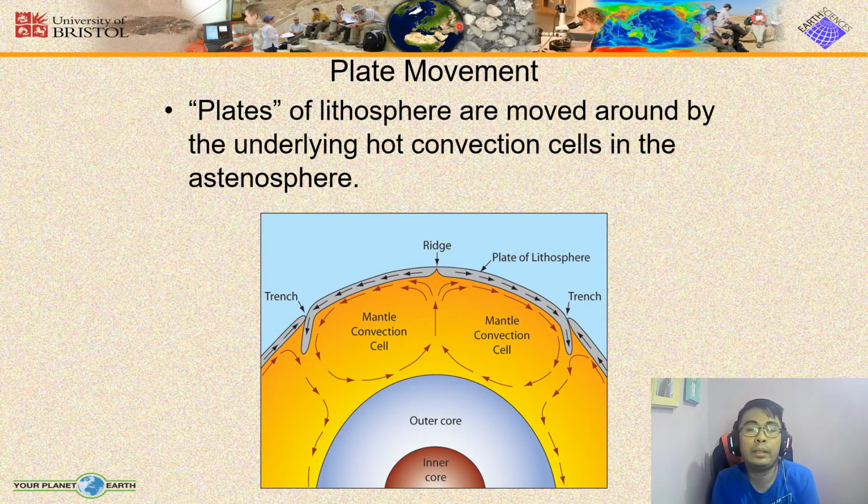How and why do tectonic plates move around? The question of how tectonic plates are moved around the globe is answered by understanding the mantle convection cells. We will be discussing this as we proceed in our module. But I want you to accept from this point that plates of the lithosphere are moving, okay? And they are moving around by the underlying hot convection cells in the asthenosphere.